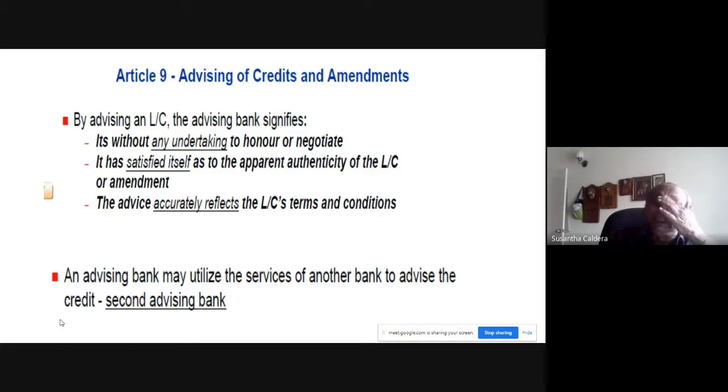Another thing which I want to ask you, the practical thing: your only responsibility is to satisfy yourself as to the apparent authenticity of the LC. But does it mean you don't have to see what the conditions are or what goods are involved in this particular LC before you advise?